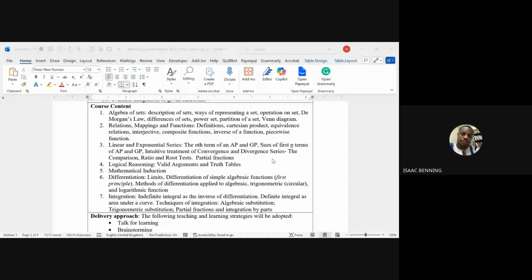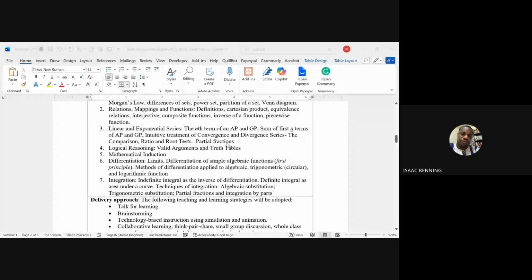Unit 4, we will look at logical reasoning. Under that, we will look at valid argument and truth tables. Unit 5 will be mathematical induction. Unit 6 will be differentiation, and under that, we will look at limits, differentiation of algebraic function from the first principle, methods of differentiation applied to algebraic, trigonometric, and also logarithmic function.